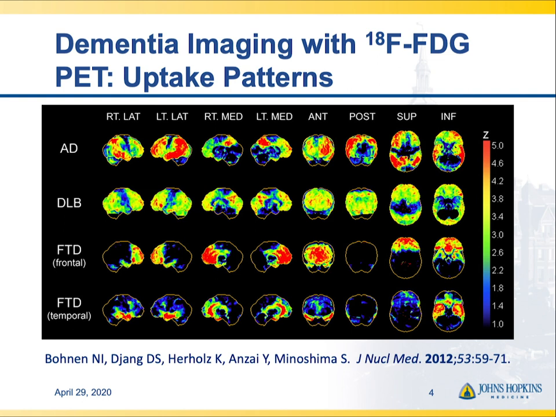Alzheimer's disease has a parieto-temporal distribution. Dementia with Lewy bodies is unique in involving the occipital lobe, and often those patients do have visual hallucinations. And with frontotemporal dementia, as the name would imply, there can be frontal predominance, temporal predominance, or a combination of the two. And again, those are areas of hypometabolism relative to normal brain.